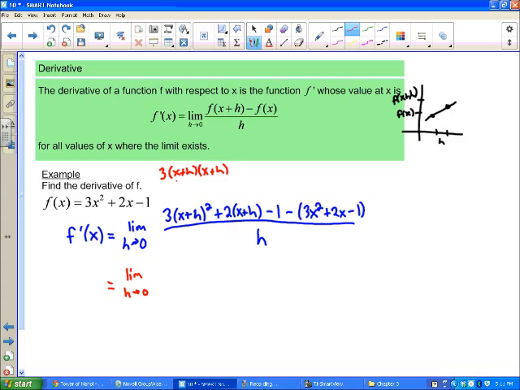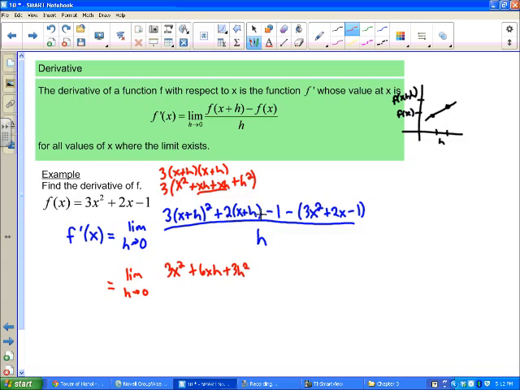So x times x would give us x squared. X times h would give us xh. X times h would give us xh. And h times h would give us h squared. So let's see if we can multiply by 3 and add our like terms at the same time and write it down here. So 3 times x squared is 3x squared. Xh plus xh is 2xh. Times 3 gives us 6xh. And then 3 times h squared gives me 3h squared.